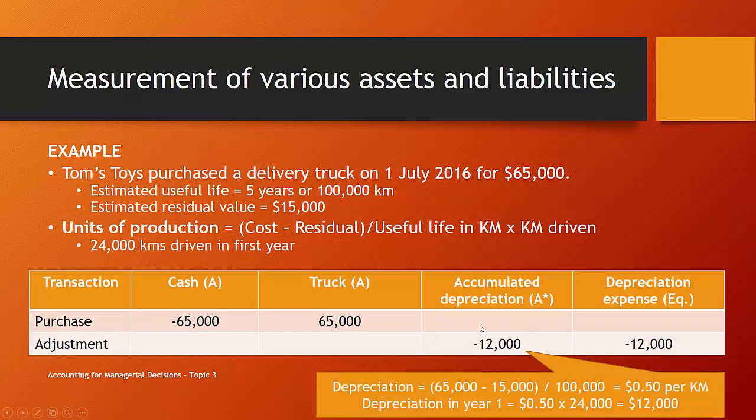the depreciation for that year, the depreciable amount is 50,000 divided by the 100,000 kilometers gives you 50 cents per kilometer. So each kilometer this truck drives, they will attach 50 cents of depreciation against it. So if they do 24,000 kilometers, they'll have $12,000 of depreciation in that year.